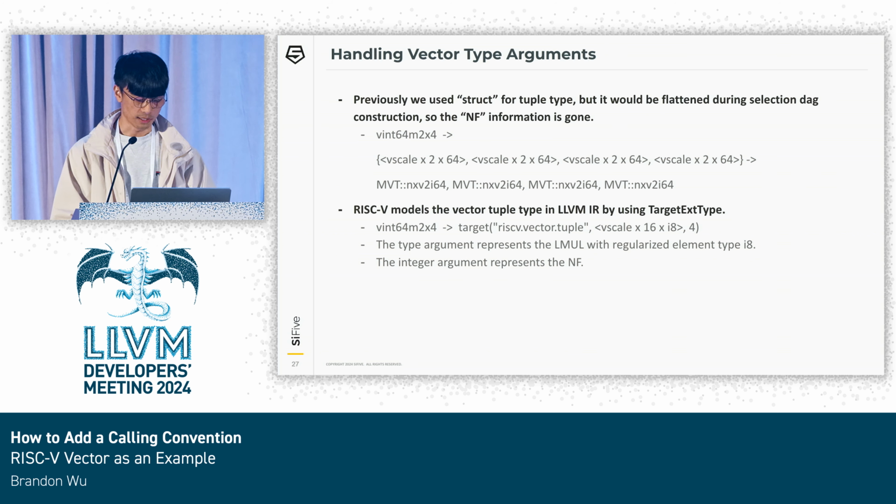Fortunately, LLVM has a built-in type called target extension type that has type arguments and also integer arguments. In vector tuple type, we use the type argument to encode LMUL information and the integer argument to encode NF information. The LMUL info is represented by a scalable vector type with 8-bit integer as its base element. And NF is represented directly by its value.